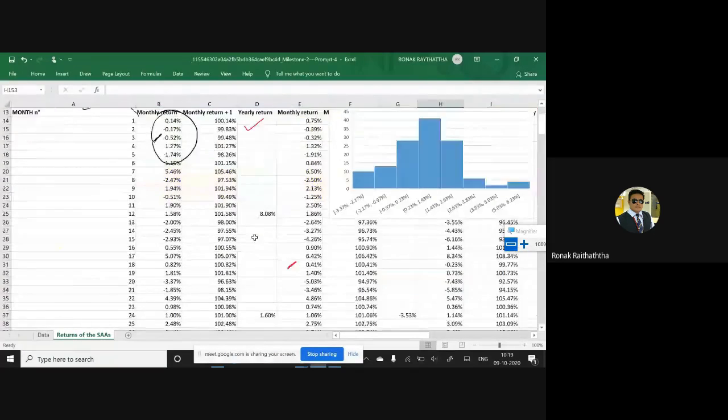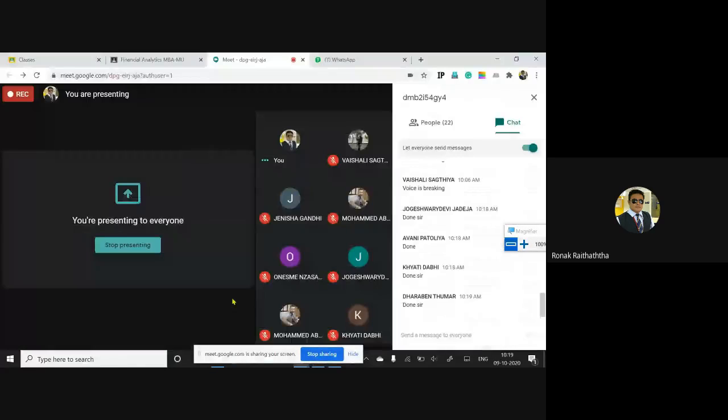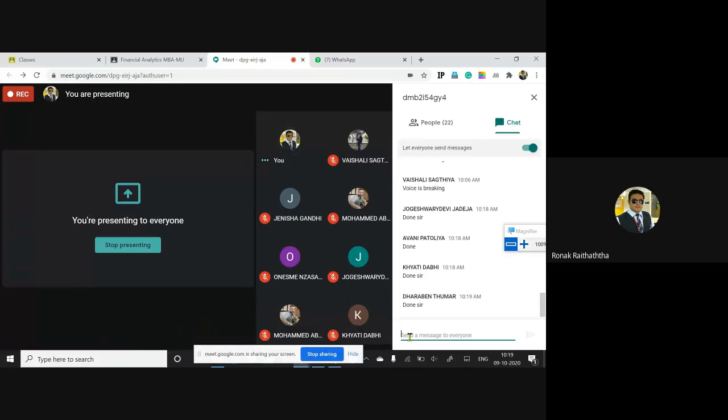Okay, once the third is done, what is the skewness coming for the third one? Can someone tell me? And the kurtosis as well. Whether it is in an acceptable range. Jogeshwari, Avni, whether the skewness of the third one is in an acceptable range or what?